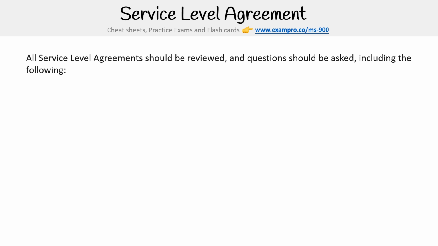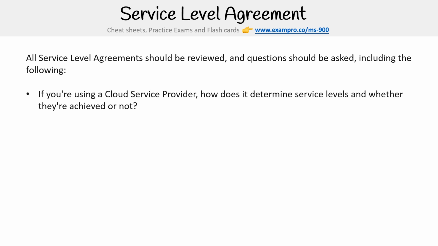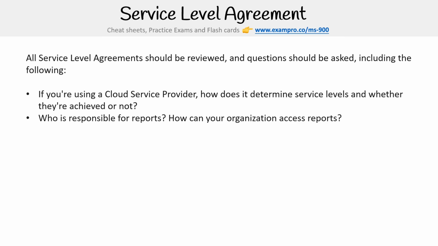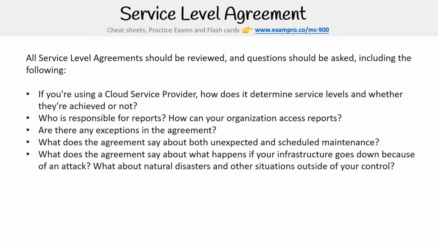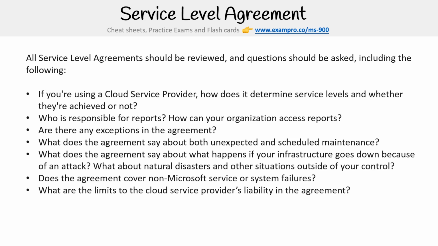So, your organization should always review all service level agreements and ask questions, including the following list. If you're using a cloud service provider, how does it determine service levels and whether they're achieved or not? Who is responsible for reports? How can your organization access reports? Are there any exceptions in the agreement? What does the agreement say about both unexpected and scheduled maintenance? What does the agreement say about what happens if your infrastructure goes down because of an attack? What about natural disasters and other situations outside of your control? Does the agreement cover non-Microsoft service or system failures? What are the limits to the cloud service provider's liability in the agreement? So, that's the overview of SLA.